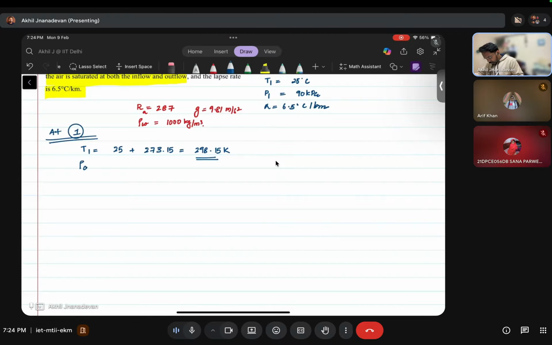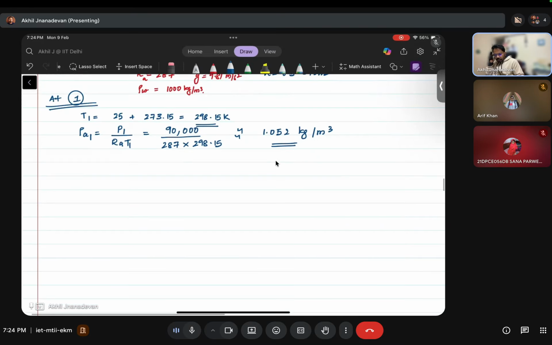Now density of air. We solved a similar question previous time, so we'll be using the gas law. That is nothing but P1 by R T1. All values are given. P1 is 90 kilopascal, that is 90,000, divided by R, which is 287, into T1, which is 298.15. That will be approximately 1.052 kilogram per meter cube. So we got the density at location 1.